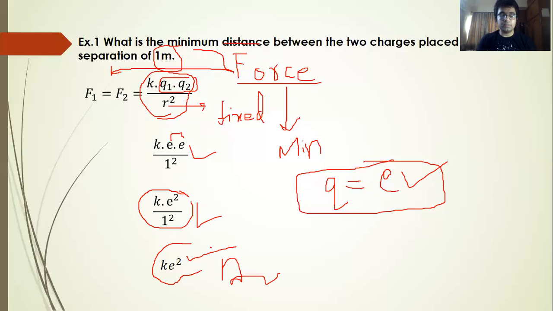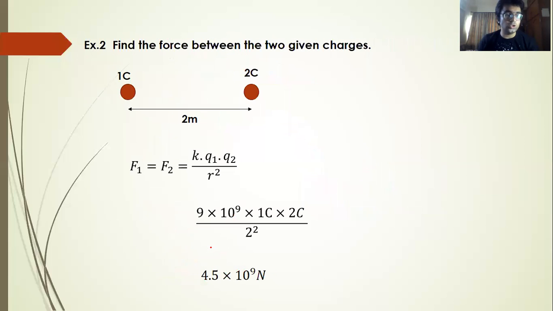That's it. Let's discuss the next example. This is also very interesting. Find the force. These two examples are based directly on the formula, so these are very simple examples. Find the force between the two given charges. Let's say this charge is 1 coulomb and this charge is 2 coulomb, and the separation between them is 2 meters. So we want to calculate the force.